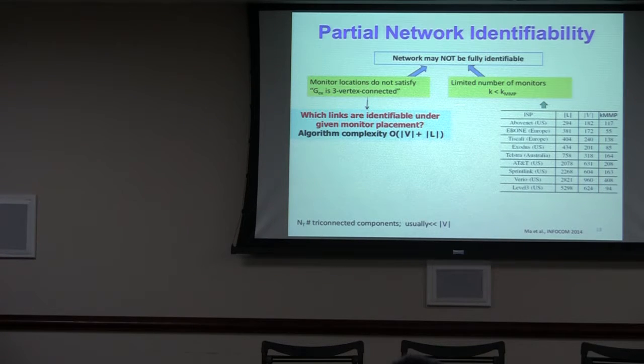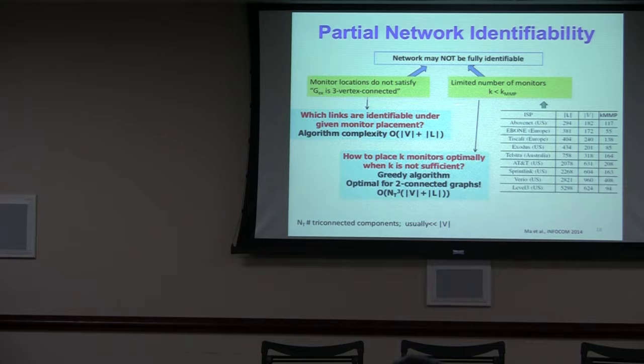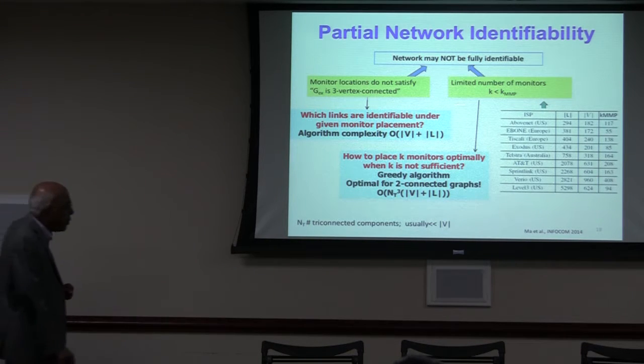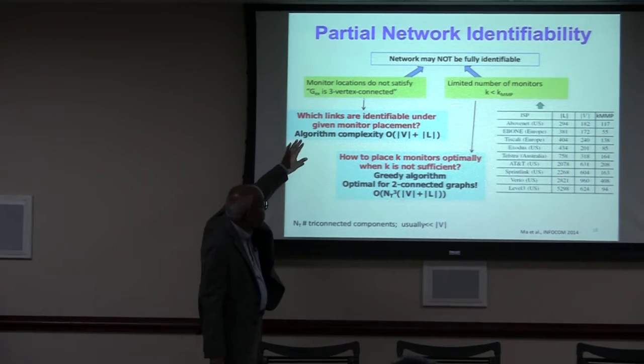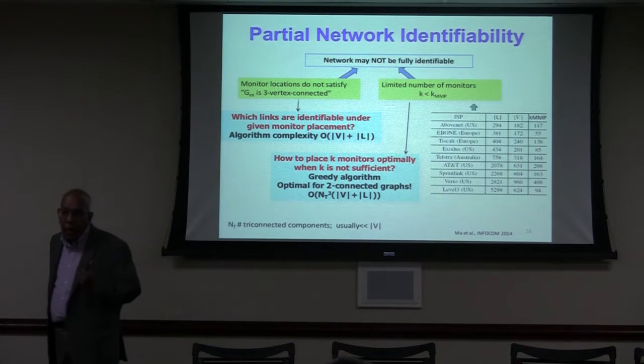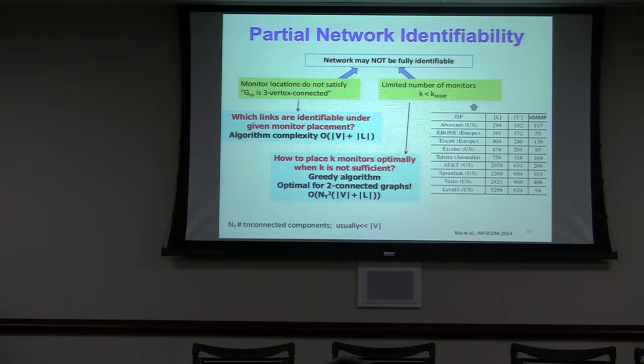Okay. So then the question is, how do I place these K monitors optimally? Of course, I could look at every placement of K monitors. So I have M choose K different placements. For each of them, I could figure out the number of identifiable links and choose the best. But we can do better. And we can do better with some caveats.